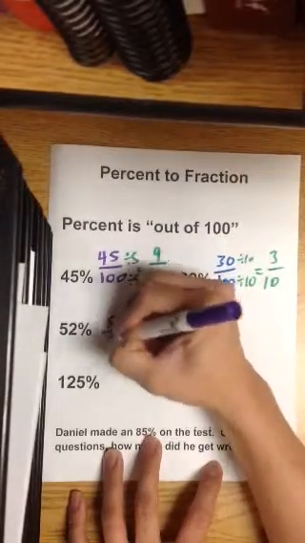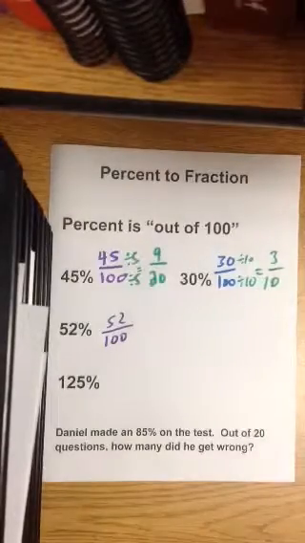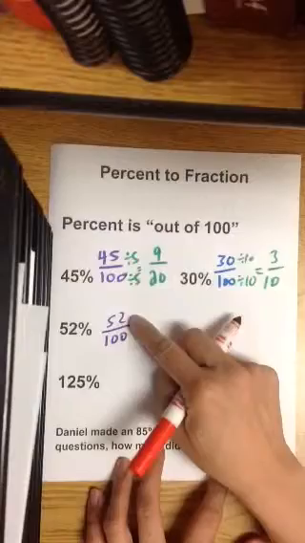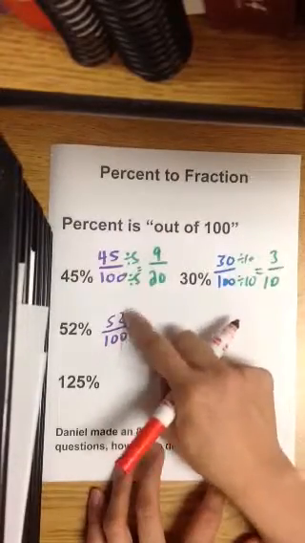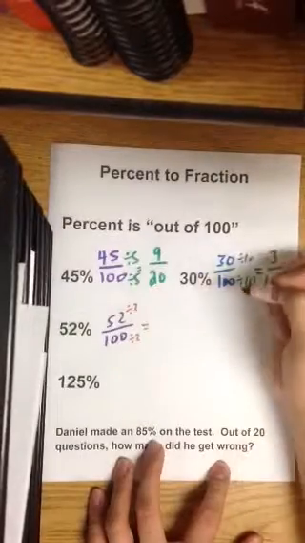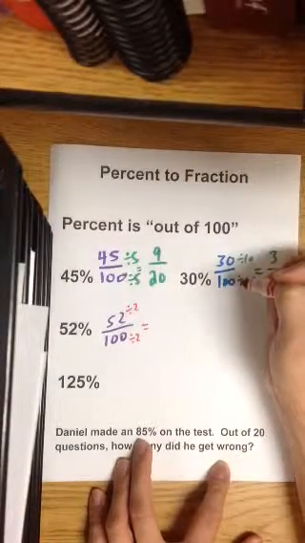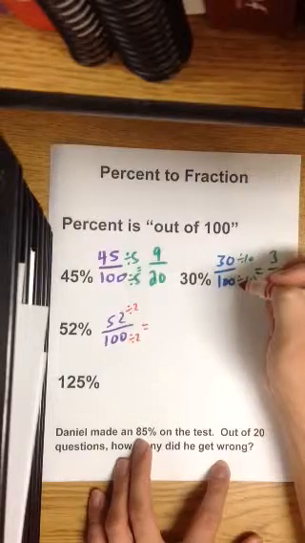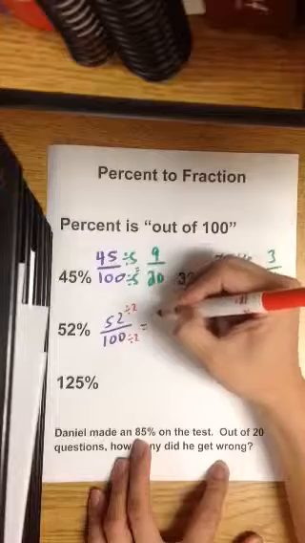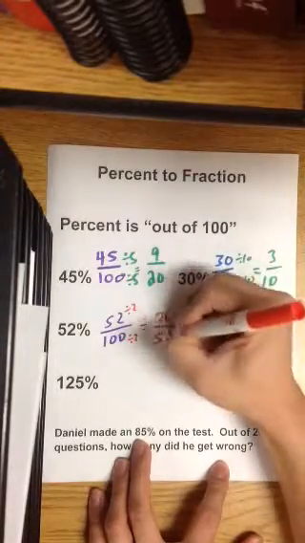52%. That means 52 out of 100. Can we simplify this? Well, it doesn't end with a 5 or 0. But what about this one? Hey, it's even. Well, we know all even numbers can be divided by 2. I think it can also be divided by 4, but I'm not quite sure. You know what? I'm going to try 2 for now and see what happens. What's half of 52? 26. What's half of 100? 50.